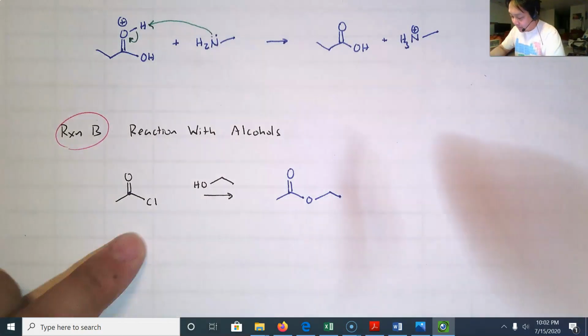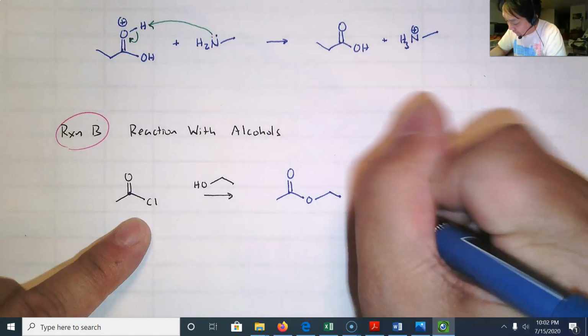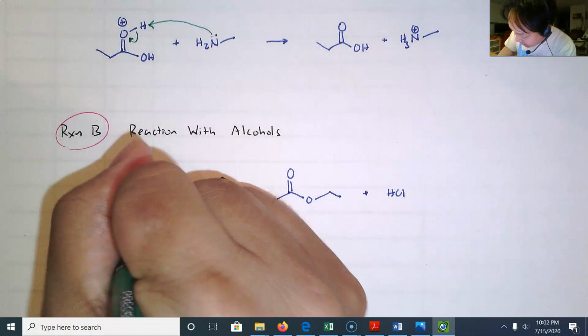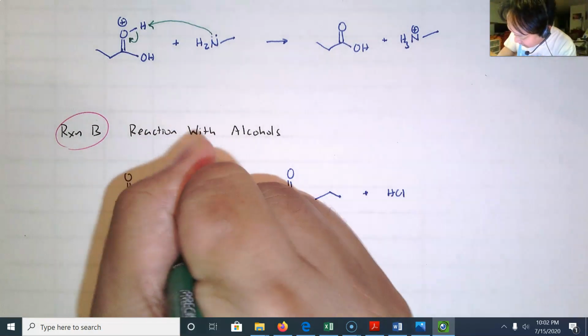Do I want to draw the leaving group? Sure. Acid chloride to the ester.